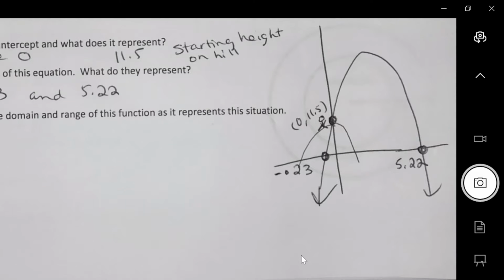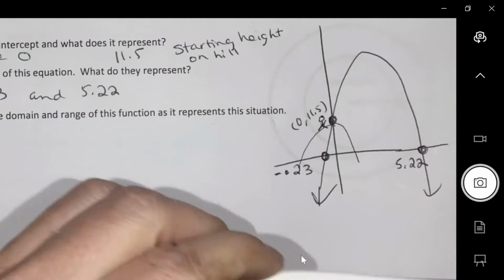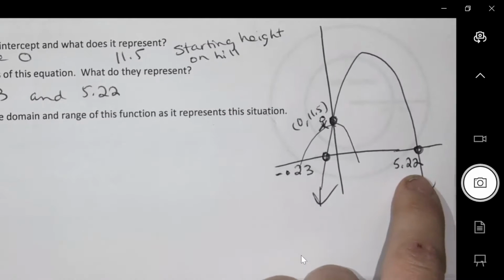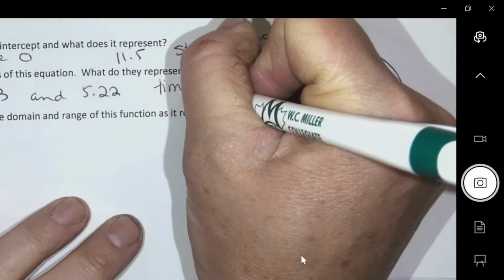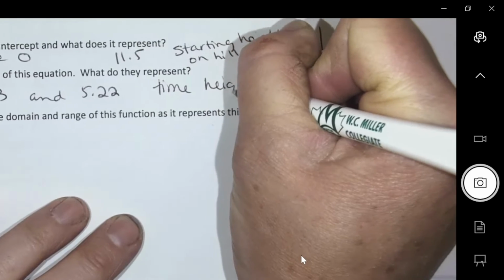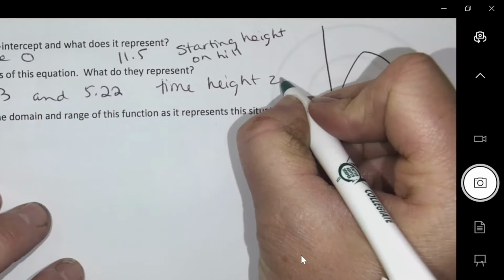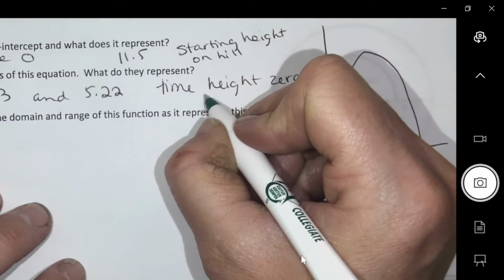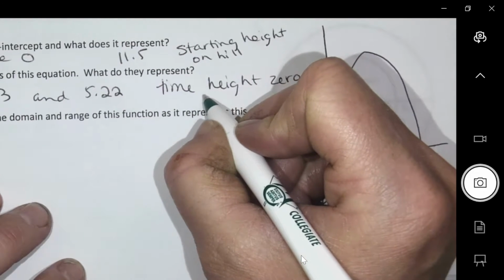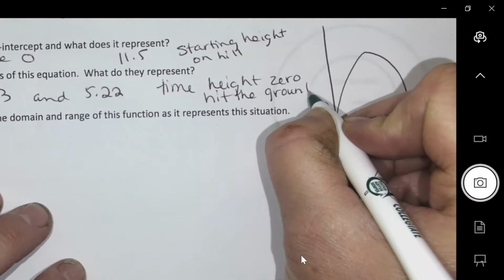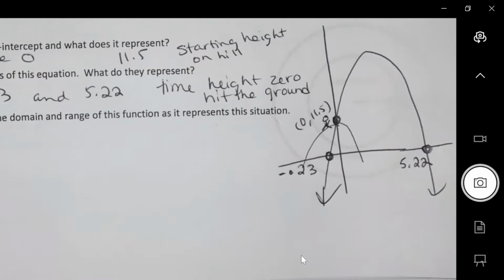Okay, what do they represent? So, right now the ball is doing what? Hitting the ground. So this would be the time when you hit the ground. So it's the time. It's saying when is the height 0 or when are we hitting the ground.